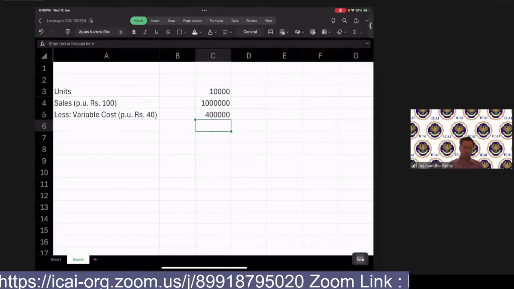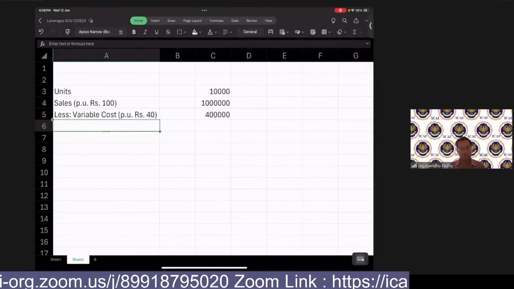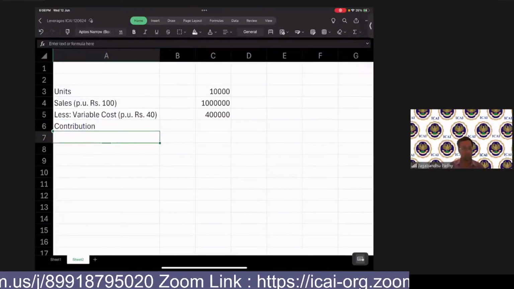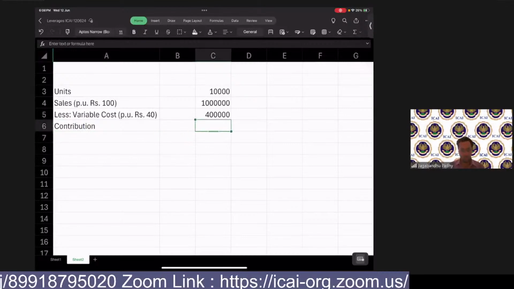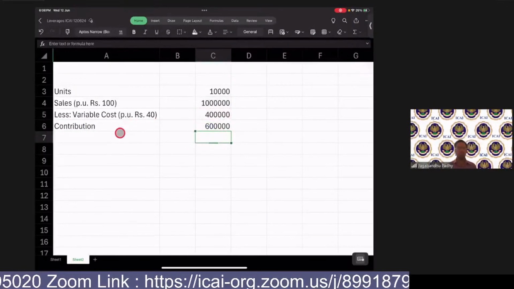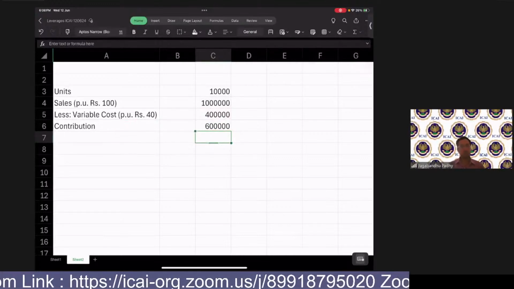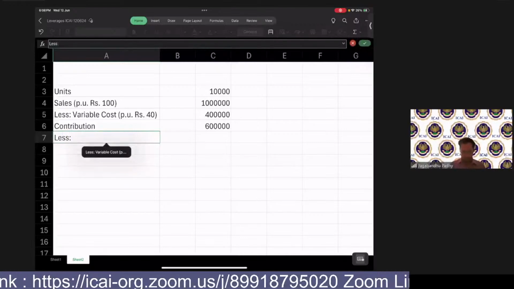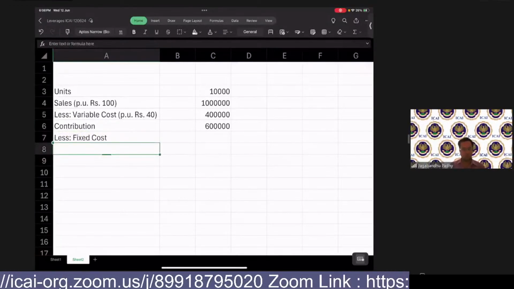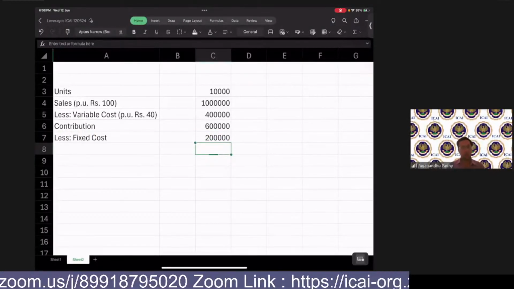That's going to be our variable cost of 4 lakh. I hope you all are aware that sales less variable cost is going to give us an important term called contribution. Right? So sales less variable cost, we are contributing, or you can say per unit it works out to be 60 rupees. Okay. From the contribution, we will reduce the fixed cost. Let us say the fixed cost is 2 lakh.